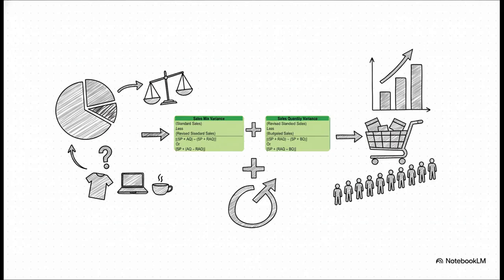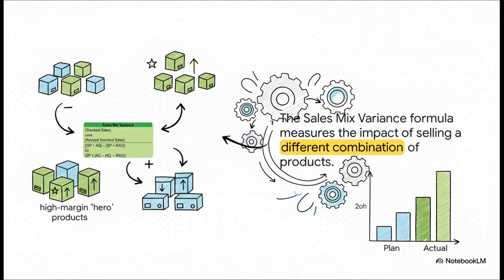This asks, did we sell enough stuff in total, assuming our product mix had stayed exactly how we planned it? So how does the sales mix variance work? Simple. You take the standard price and multiply it by the difference between the actual quantity of a product sold and that special what-if revised actual quantity. A negative result here, an adverse variance, is a huge red flag. It's telling you that your sales mix shifted the wrong way. You probably sold more of your cheap stuff and way less of your high-margin hero products than you wanted to.